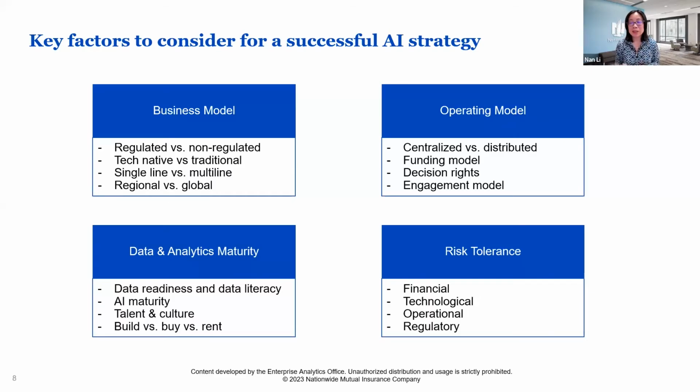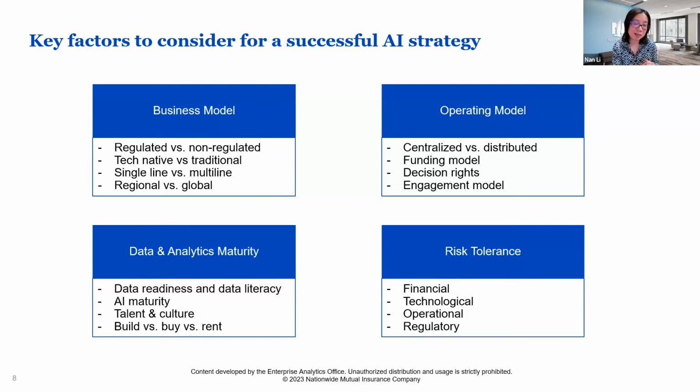The last one is the engagement model. Where would you get the projects? Is it pull versus push? Are you going to have the team go out and engage with the business, or will the business come to you for support? So this operating model varies from company to company and really depends on your business model.